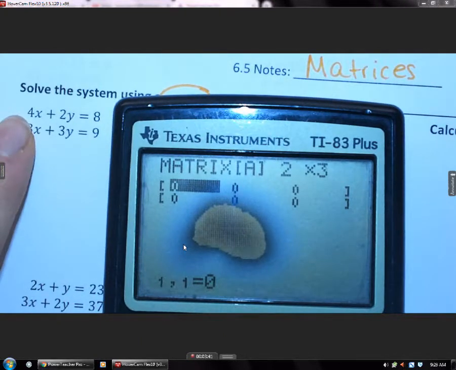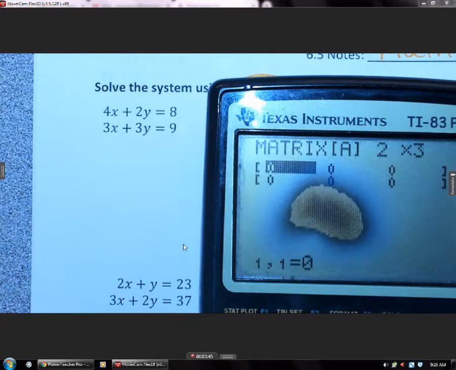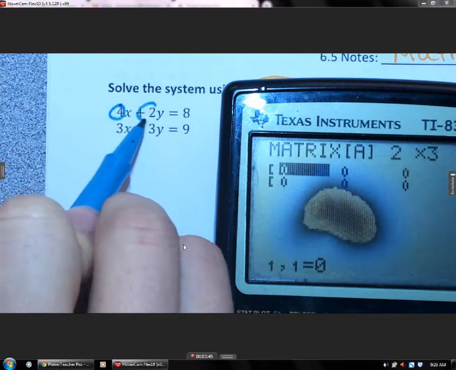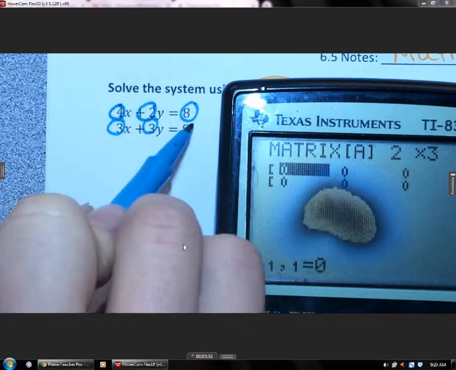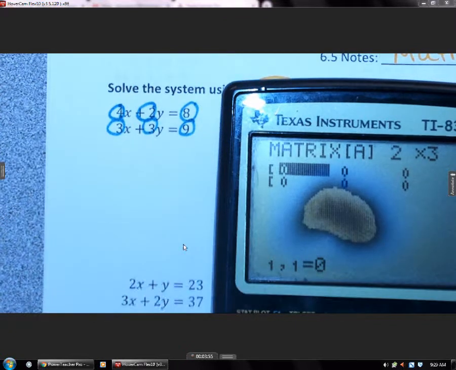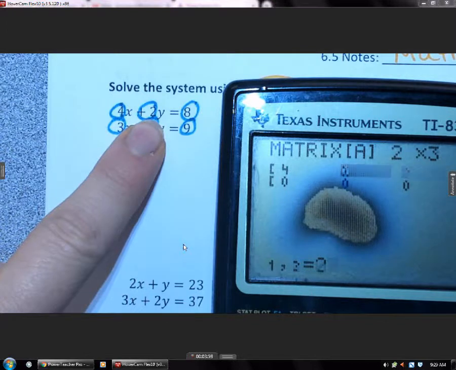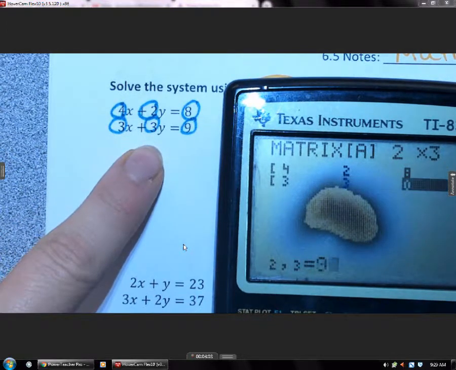Now we are going to put into this matrix all of the coefficients. So I'm going to circle the 4. This is a positive 2, an 8, a 3, a 3, a 9. So we are putting in 4, enter, 2, enter, 8, enter, 3, enter, 3, enter, 9, enter.